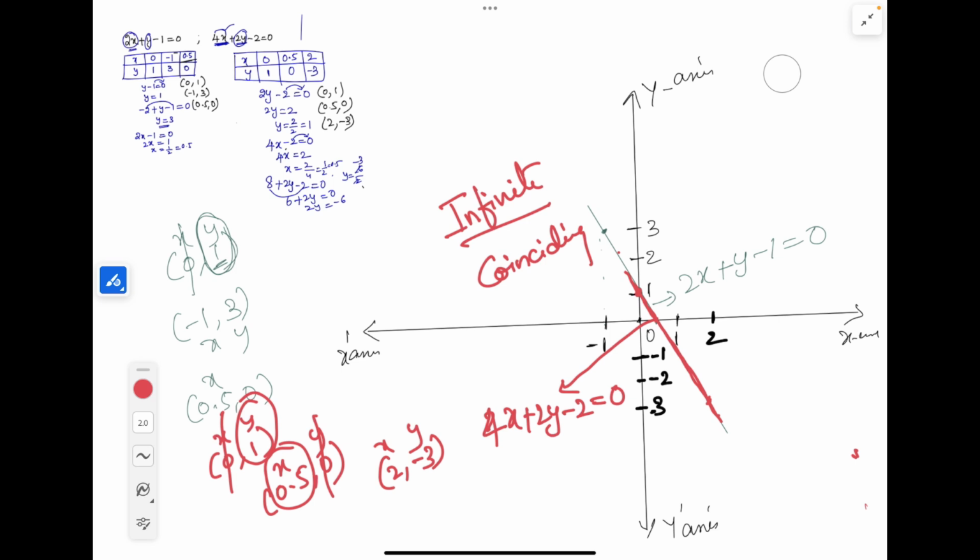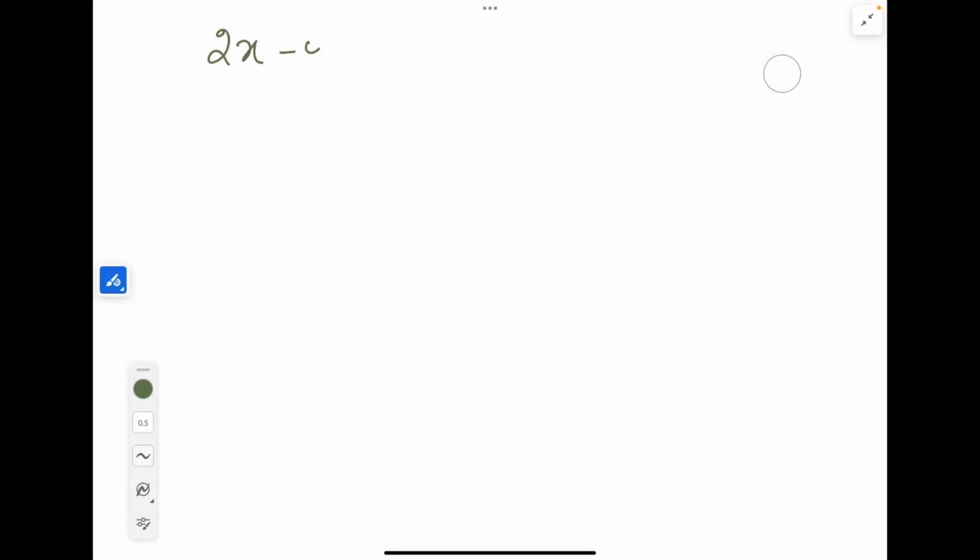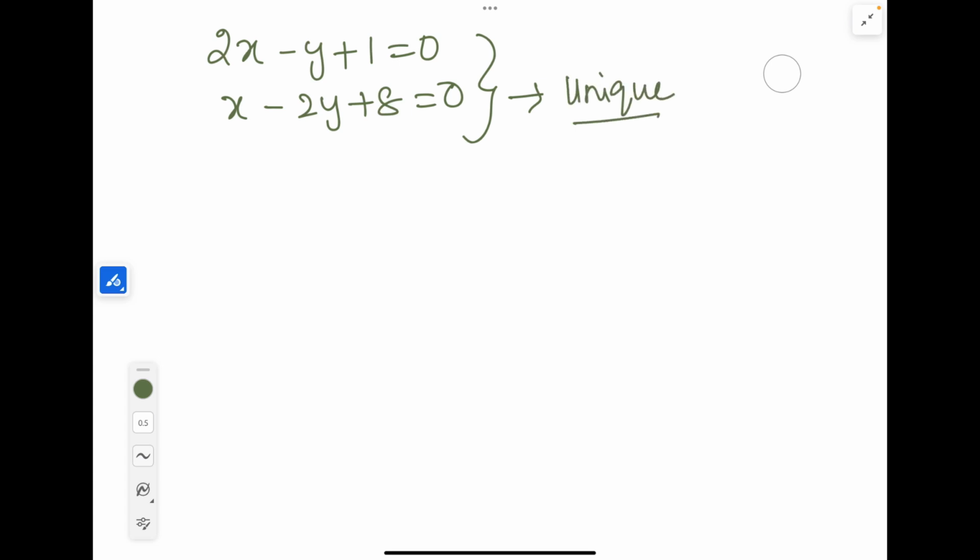Okay. Now children, we can't draw the graph every time and check whether we will get a unique solution or no solution or infinite solution, right? So let us understand about the conditions. The first graph which we have drawn was 2x minus y plus 1 is equal to 0 and x minus 2y plus 8 is equal to 0. The graph of this, we got a unique solution and they are intersecting at a point. Both lines are intersecting at a point, right? Now how can we see the coefficients and identify whether it is a unique solution and intersecting graph?